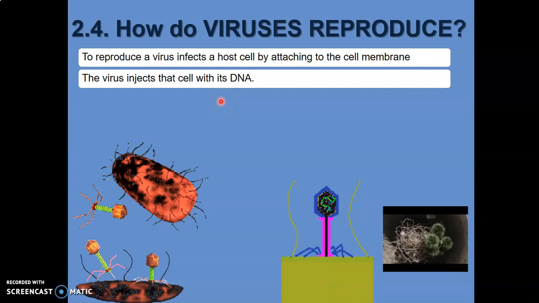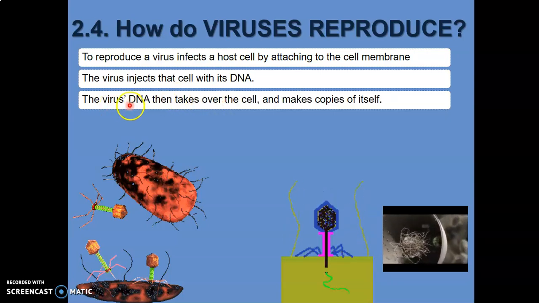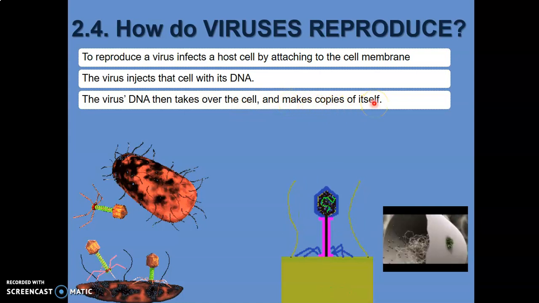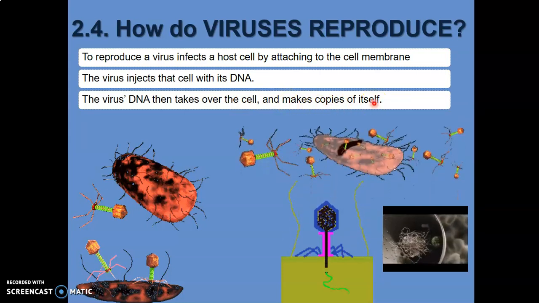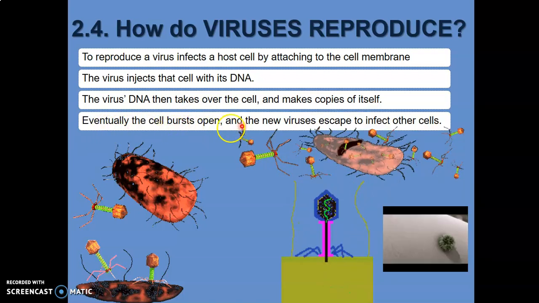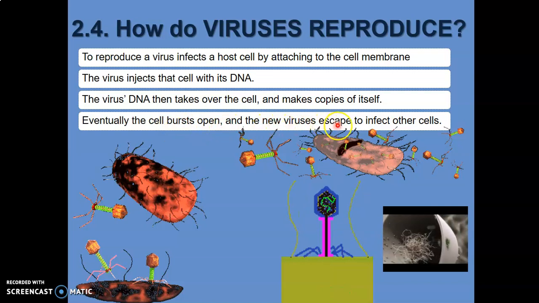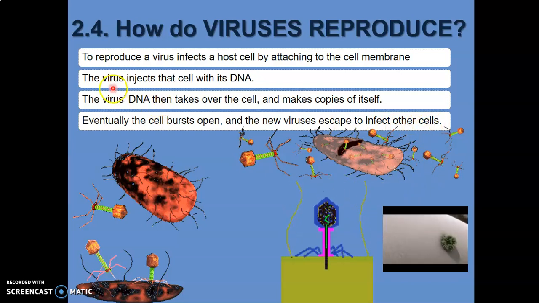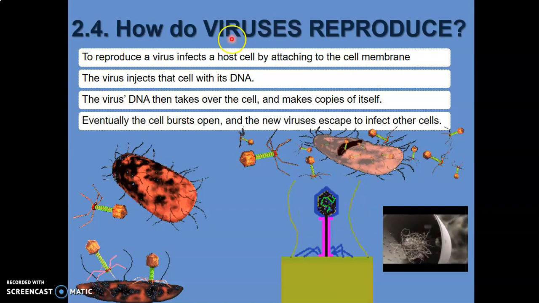Now, what is the function of this DNA or RNA strand in the host cell? The virus's DNA or RNA will then take over the cell and force the cell to make copies of the virus particle. Eventually, what will happen is the cell will burst open and the new virus particles will then escape the host cell to infect other cells, as you see over here. And these are the four simple steps by which a virus will reproduce or multiply.